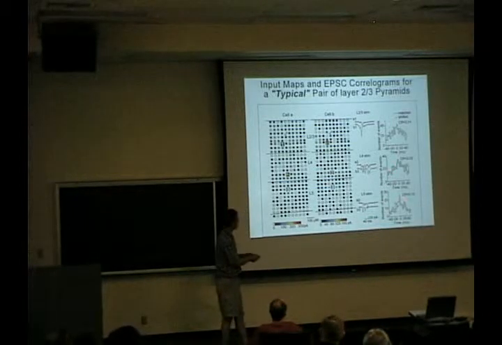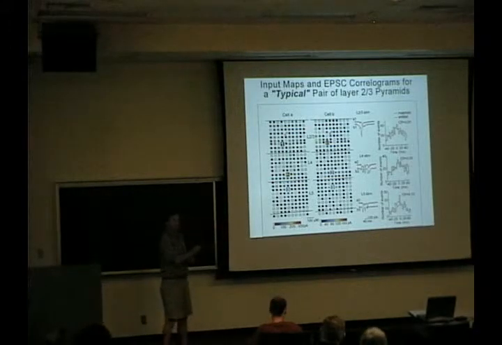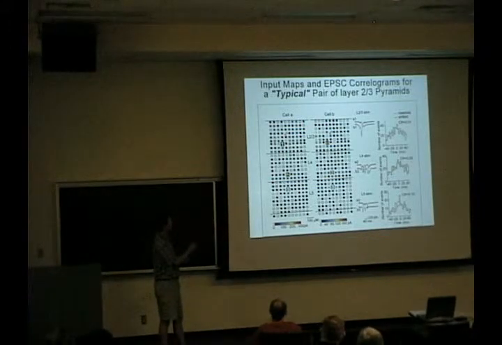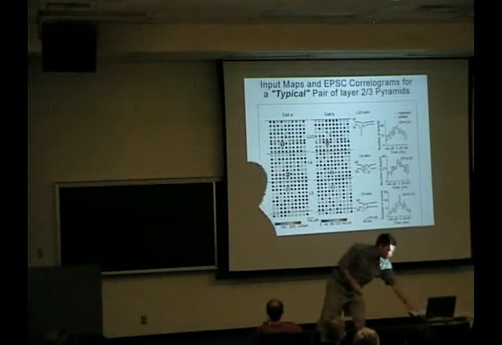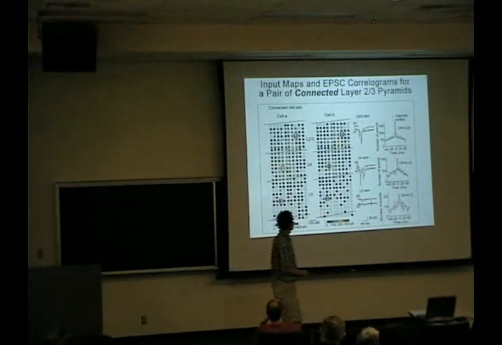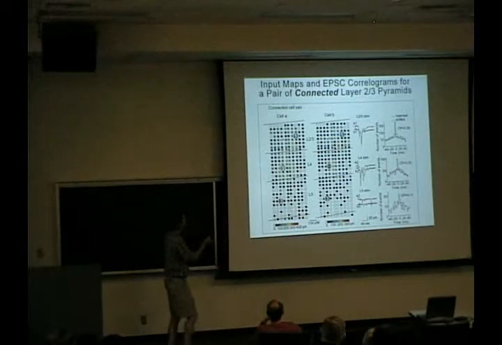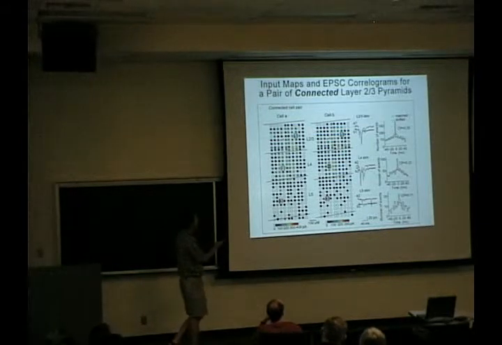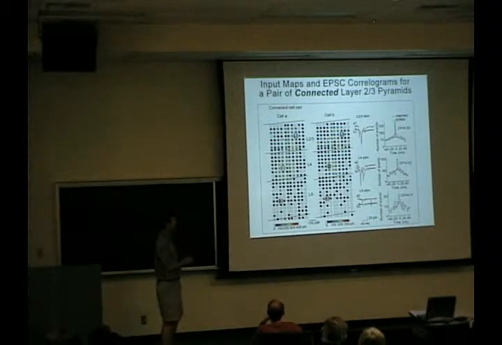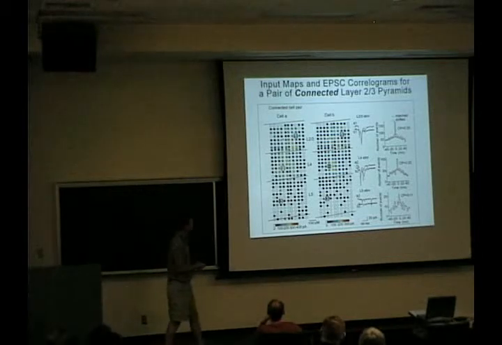You can see there's actually something different. Well, it turns out these are those 80% of the times when the two layer 2-3 cells are not connected to each other. But when the layer 2-3 cells are connected to each other, we see something different. So now these are connected cell pairs. About 20% of the time, when we record from two layer 2-3 cells that are right next to each other, they are connected to each other. They have recurrent connections to each other.